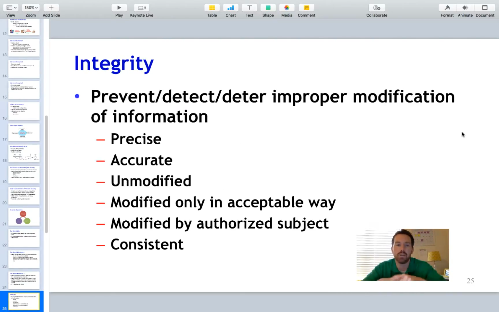We need to keep the integrity. We need to find ways to prevent and detect improper modification: precise, accurate, unmodified, modified only in acceptable ways, and modified by authorized subjects, and be consistent. We talked about what the danger is, what the risk is, of modification of a file or modification of an email. So again, confidentiality, integrity, and availability.